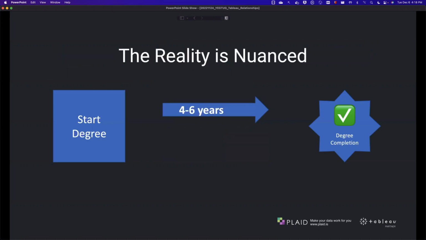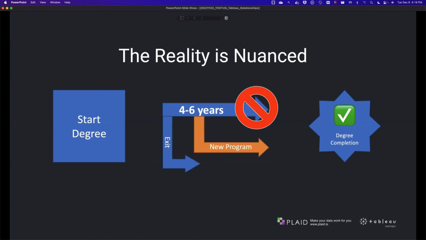At most higher education institutions that offer degrees in North America, it takes 4 to 6 years to complete a credential. And the pathway is seldom perfectly linear. They might change to a new program, as we see here in orange, or they might exit from the institution entirely. Now, this may not be a bad outcome for the student.